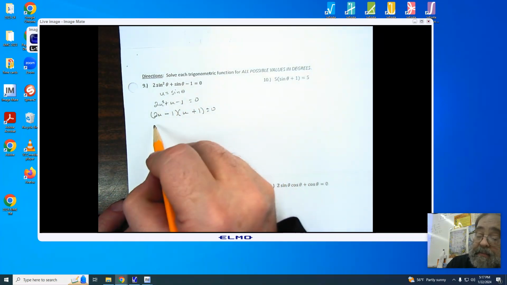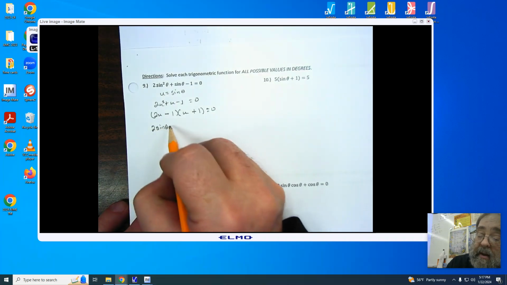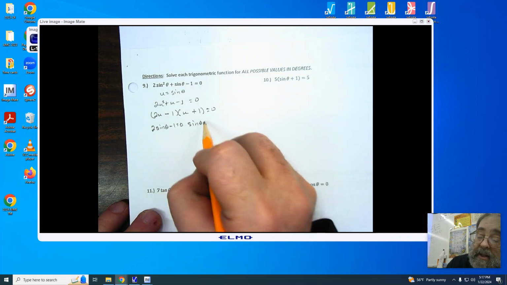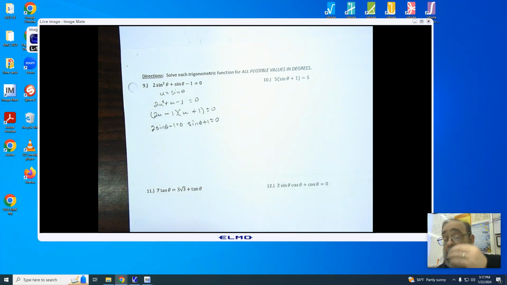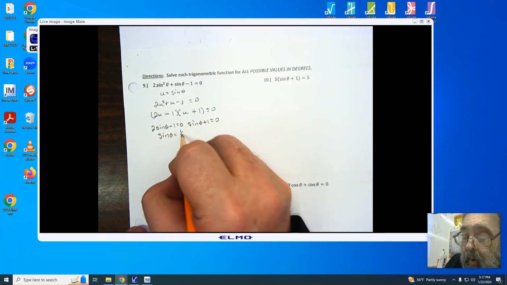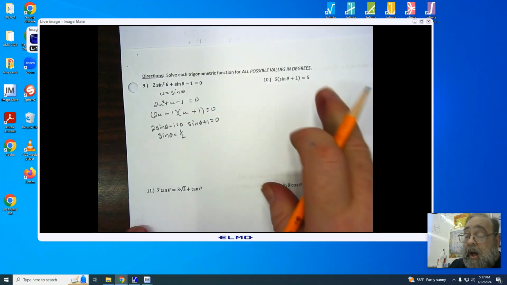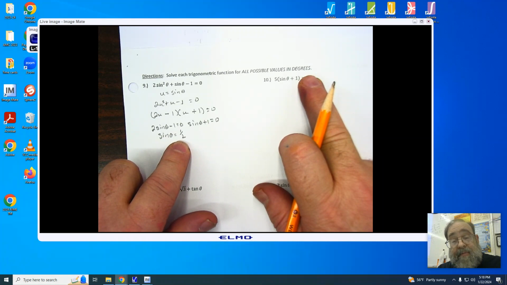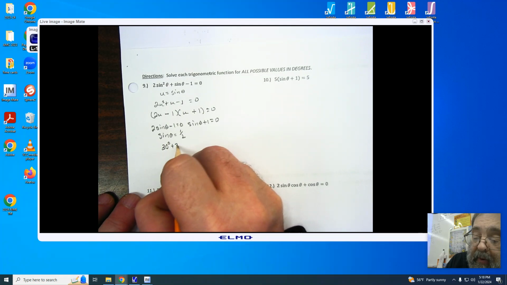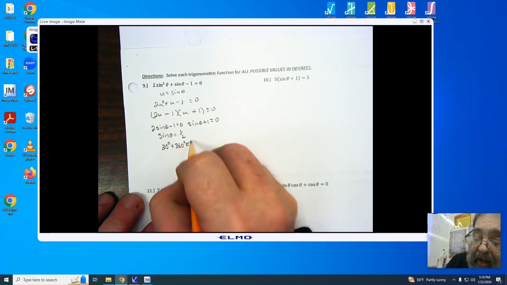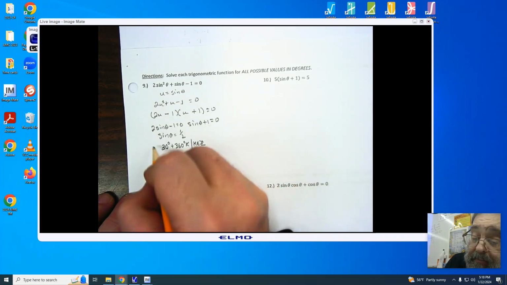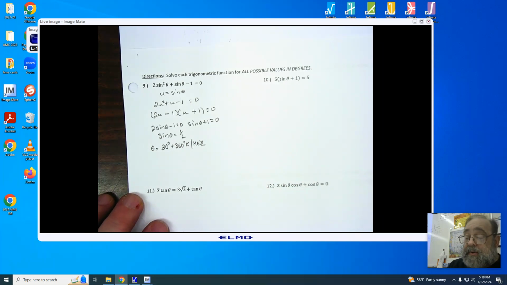We're now able to back substitute. 2 sine of theta minus 1 equals 0, and sine of theta plus 1 equals 0. I'm now going to solve, so I end up with sine of theta is equal to 1/2. Now, we know in degree mode, sine is 1/2 at a 30-degree angle. So I have 30 degrees plus 360 degrees times k, where k is an element of the integers. There's my first group of all solutions.